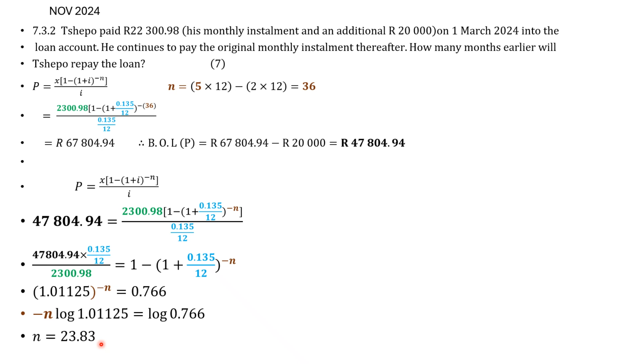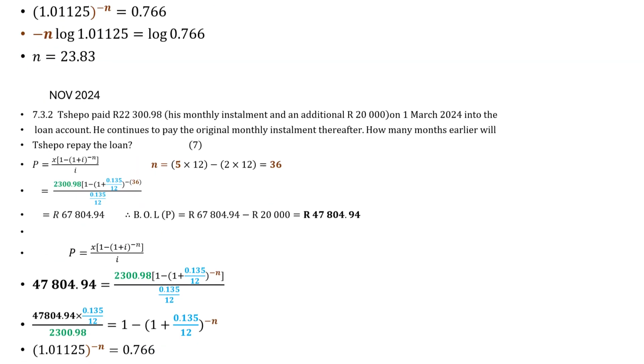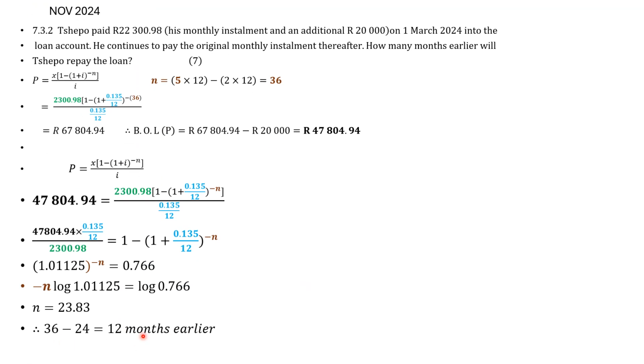23,83. Alright, so initially I had 36 payments I had to make. Now I'm paying it off in 23,83 or 24 payments, so 36 minus 24 equals 12 months earlier. So that extra payment of 20,000 means I pay my loan off a year before the time. I hope you follow. Right, let's go to the next question.